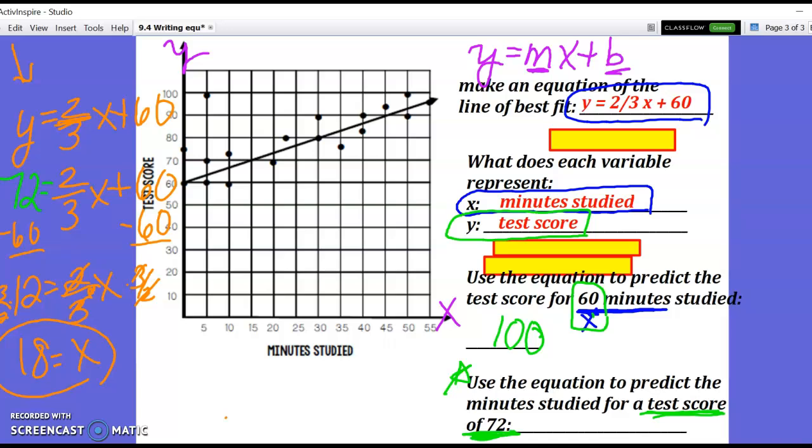A test score of 72 is probably about right in here on my graph. If I go over, it should occur where the number of minutes studied is about 18. And if I look at that, that does look like that's about right according to the graph. So that is how we can use an equation that we make for our line of best fit to help us make predictions for other points, either on the graph that might not be clear or points that would be located farther off of the graph.